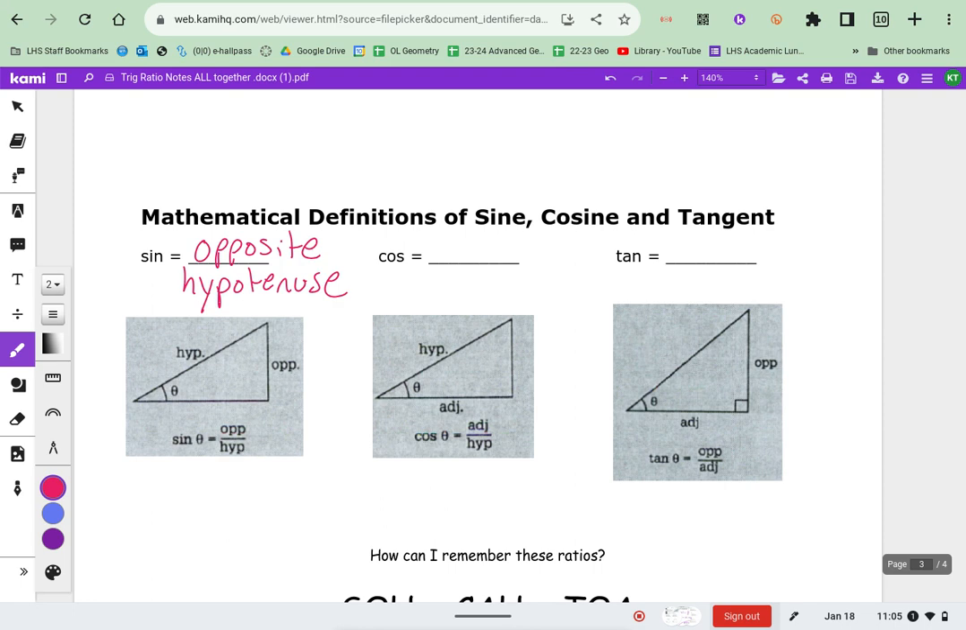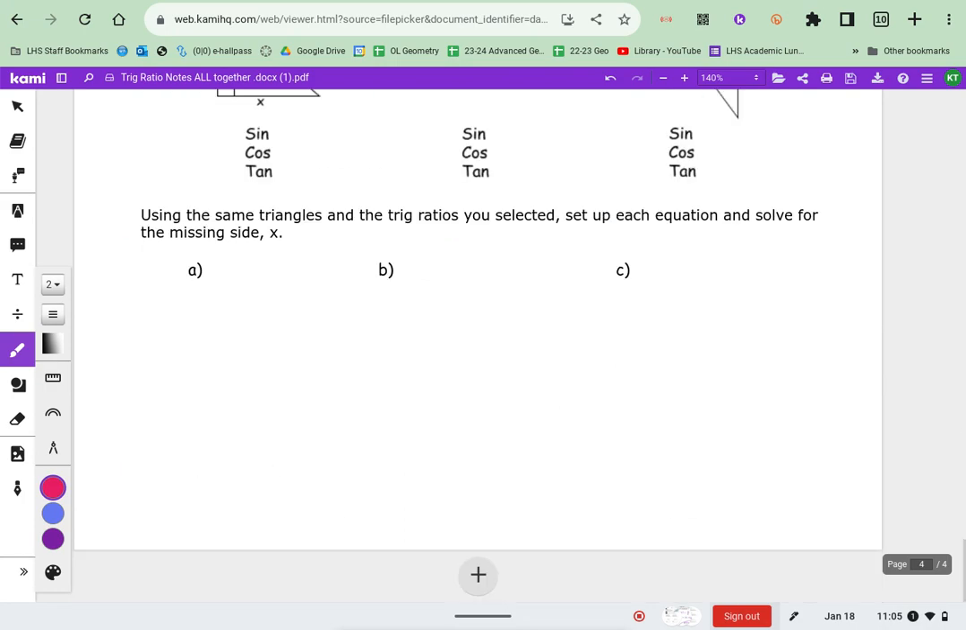The next one is cosine. We abbreviate cosine COS, but we still say cosine when we see it. And cosine is always, you take the adjacent side length and you divide by the hypotenuse.